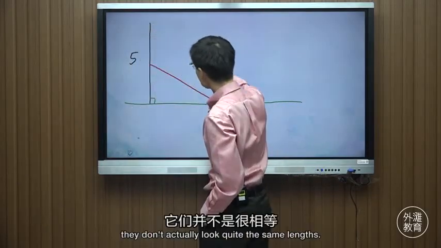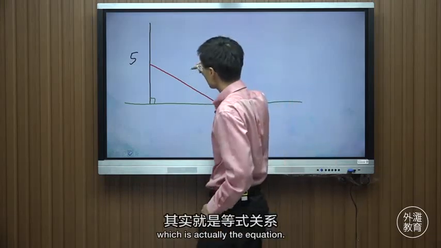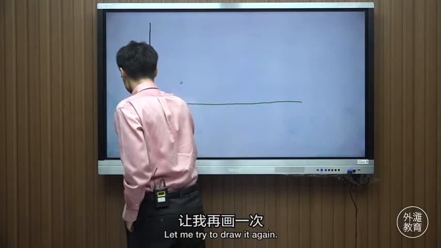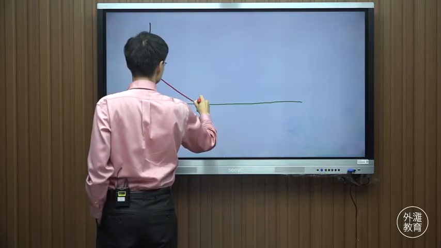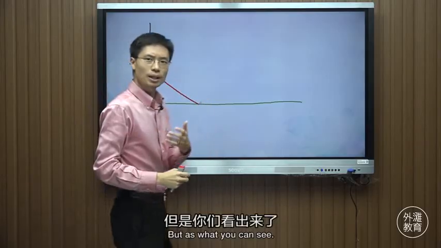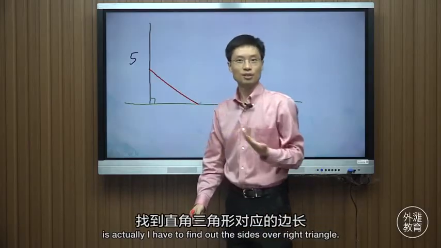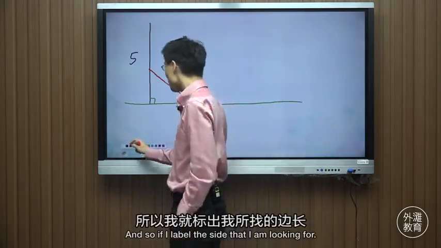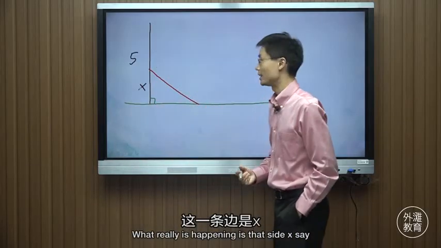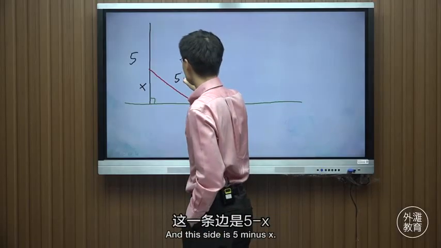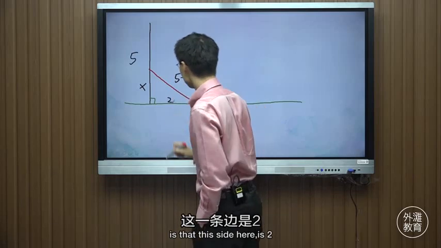In what I've drawn here, they don't actually look quite the same length, and that's actually showing you what we have here, which is actually an equation. Let me try to draw it again, where they're a bit closer to the same length. Maybe like this. But as you can see, what I have to do here is find out the sides of a right triangle. And so if I label the sides that I'm looking for, that side is x, say, and this side is 5 minus x. And the information that I'm given is that this side here is 2.